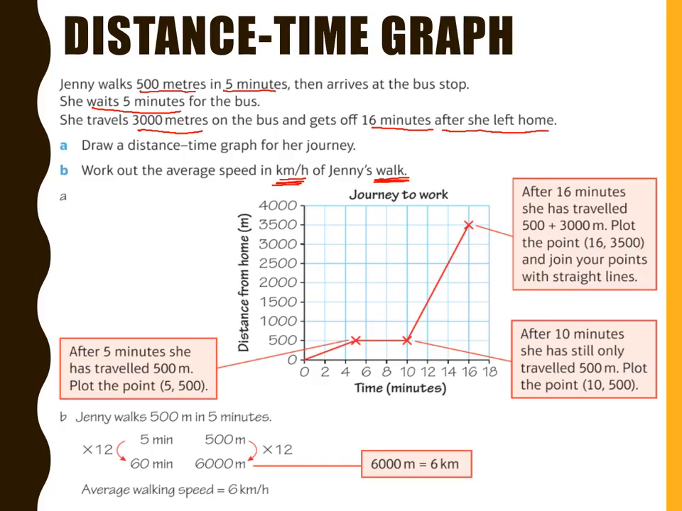So you times by 12 on this side. Whatever you do on this side, you have to do it on the other side. So if you had to multiply 5 minutes times 12 to get 60 minutes, you have to do the same on this side. Once you get your 6,000 meters, your answer, 500 times 12 is 6,000.